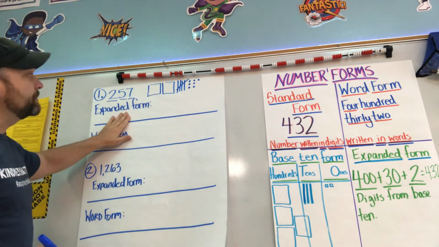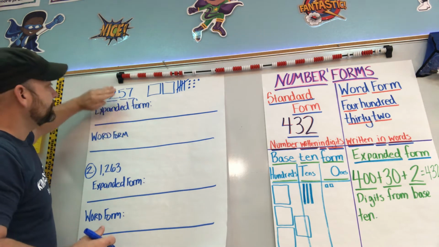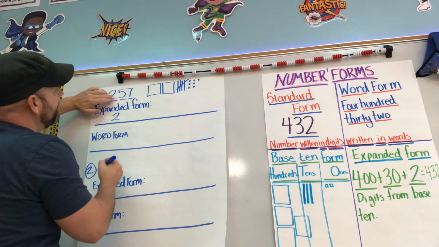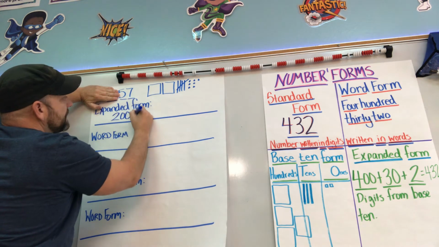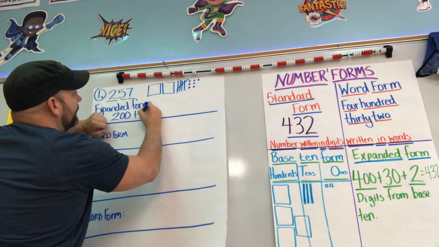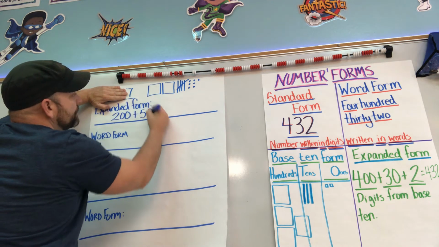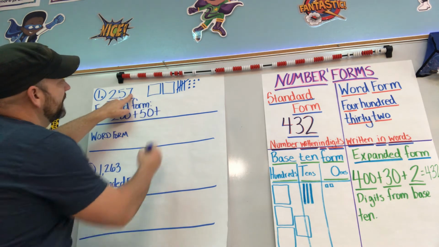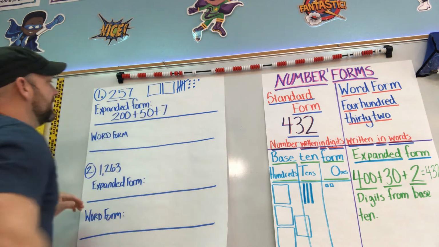Expanded form, say the number slowly, or you can cover up the spaces. You write down the 2, and then you cover it up, and you've got 2 spaces here. Then you put your plus sign. Then you write down the 5, you cover up the 5, and you've got 1 space, so you put 1 0. Then you put down the 7, cover it up, and there's nothing behind it, so you write nothing else.